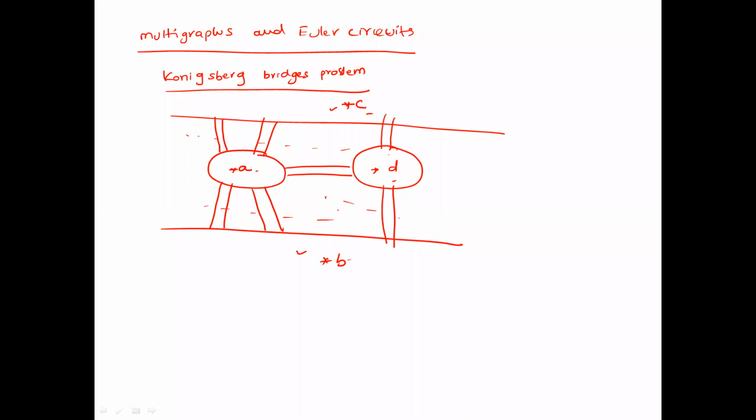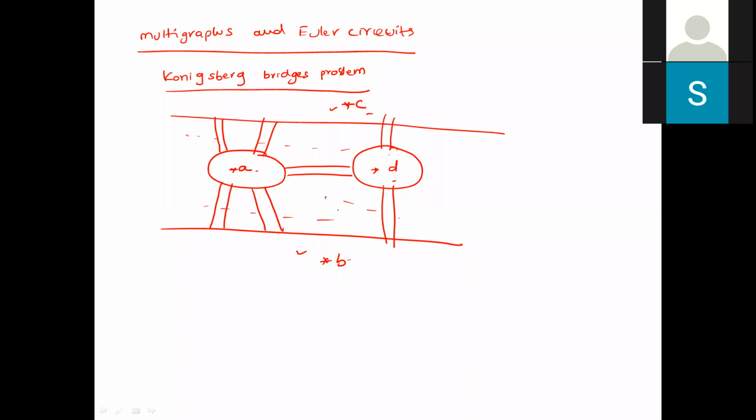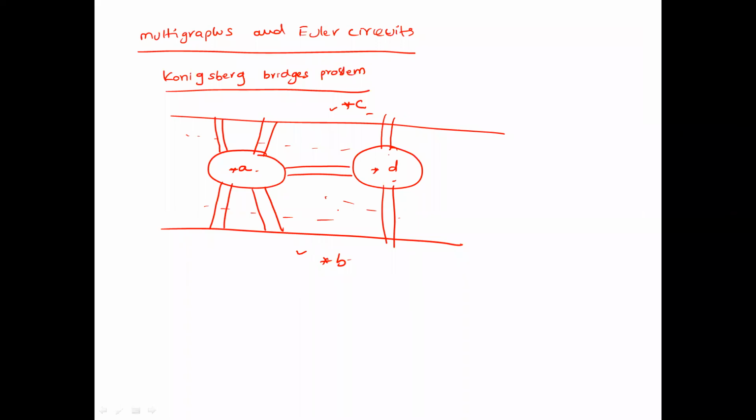In fact, it is an old story. It's a fact, not a created one. This is around the 1700s, and it was a great mathematics problem at that time. So the puzzle is this: people used to think, is there any way, starting from any land area, here A, B, C, D, to cross all the bridges exactly once and reach the same land area or not.